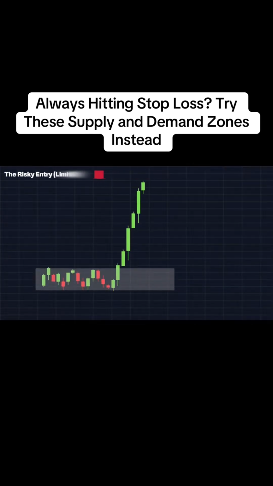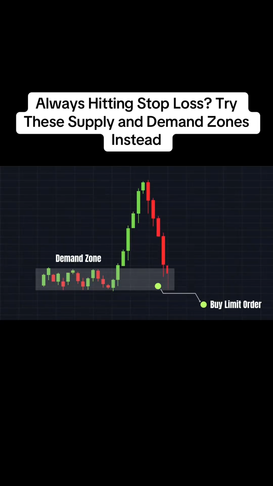Number 1, the risky entry, limit order. This is where you set a limit order right at the edge of the zone and just wait. For a demand zone, a buy limit. For supply, a sell limit. The good part is you're guaranteed to get in the trade because these reversals can be so fast you'll blink and miss them. The bad part is you're jumping in before you know for sure the zone will work.